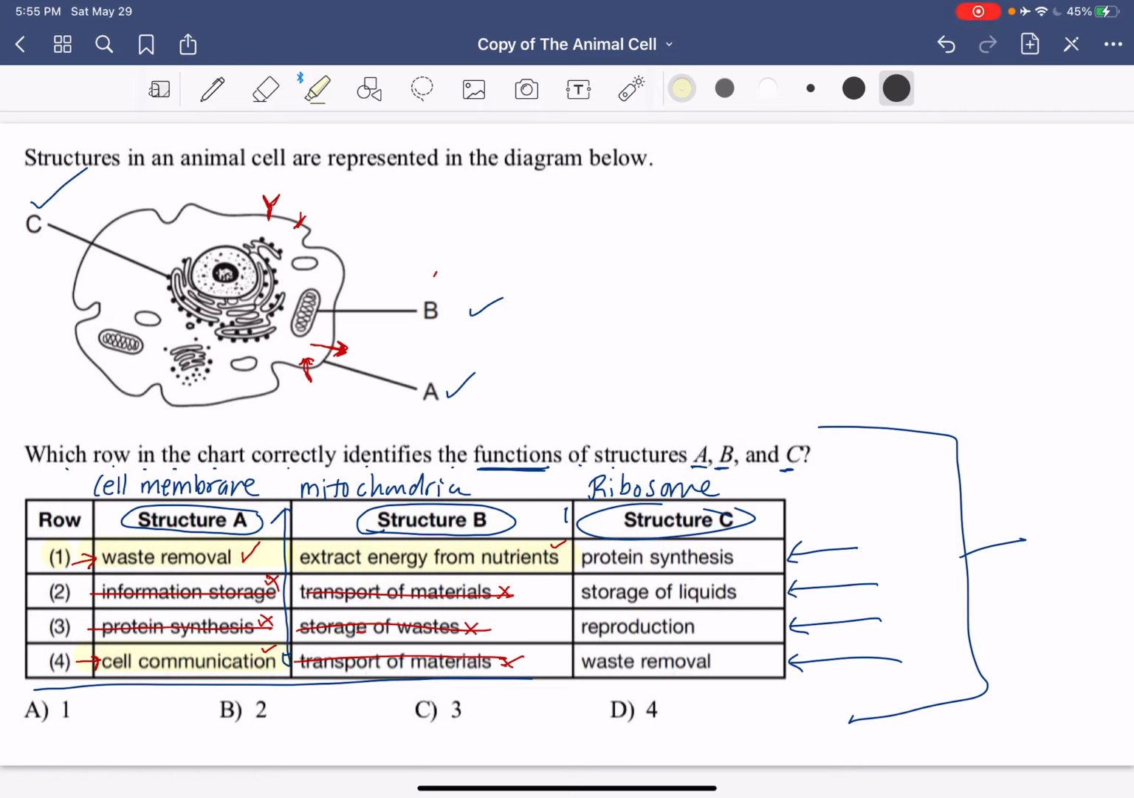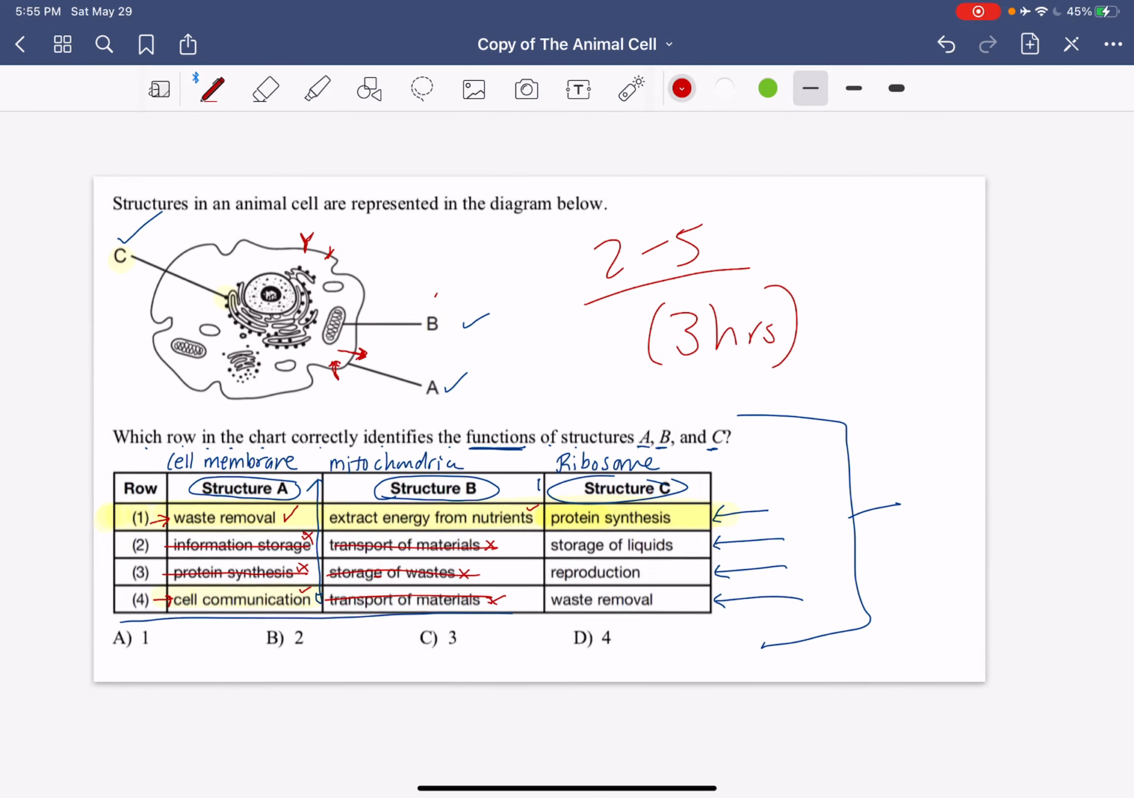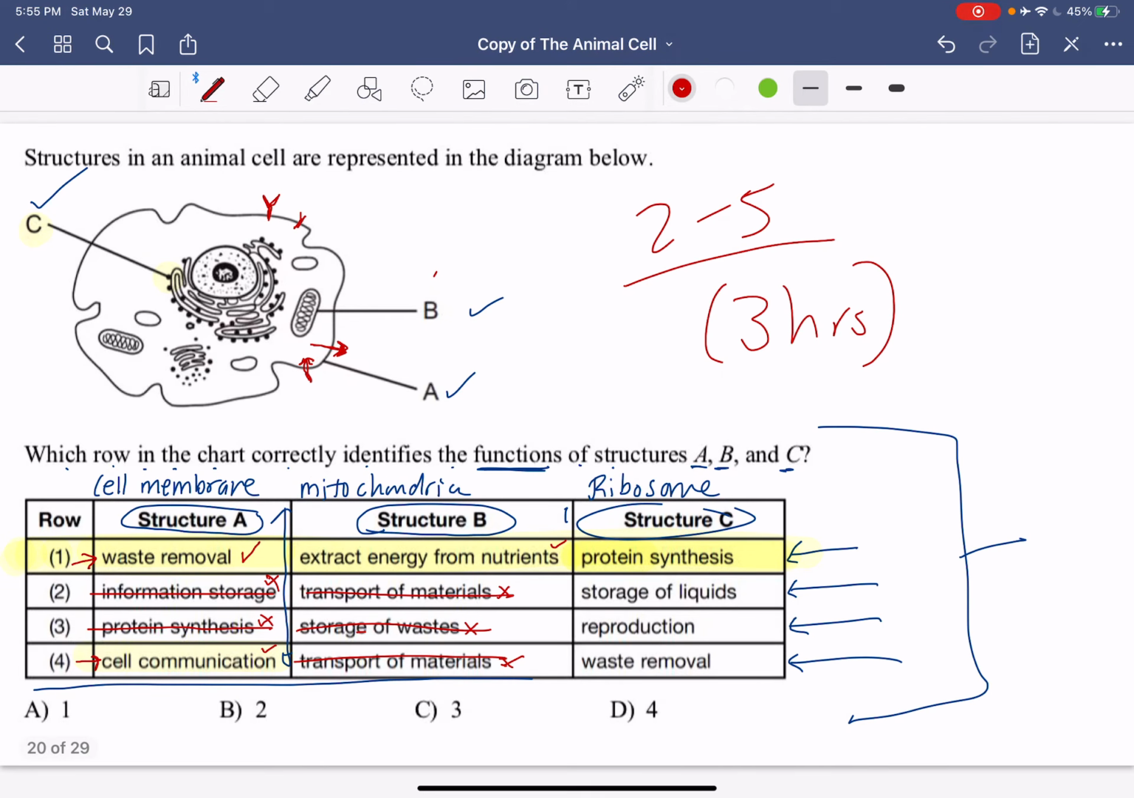So let's see if this is correct for the ribosome. Does the ribosome go through the process of protein synthesis? It absolutely does. So the answer to this is row 1. Sheesh, this is the type of question that's going to take you 2 to 5 minutes to do. Really important to watch yourself, but you do get 3 hours to do the exam. But did you see how this question was a lot? You had to break things down.